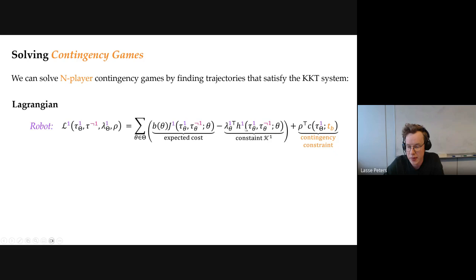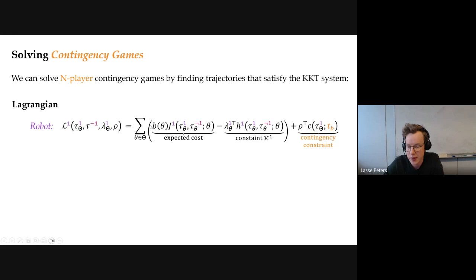So a Lagrange multiplier times the constraints, where we have represented this constraint calligraphic K with the algebraic representation H. And then since we have the robot, we also have the contingency constraint, which only appears once, which forces that all the control inputs are consistent up to the branching time.